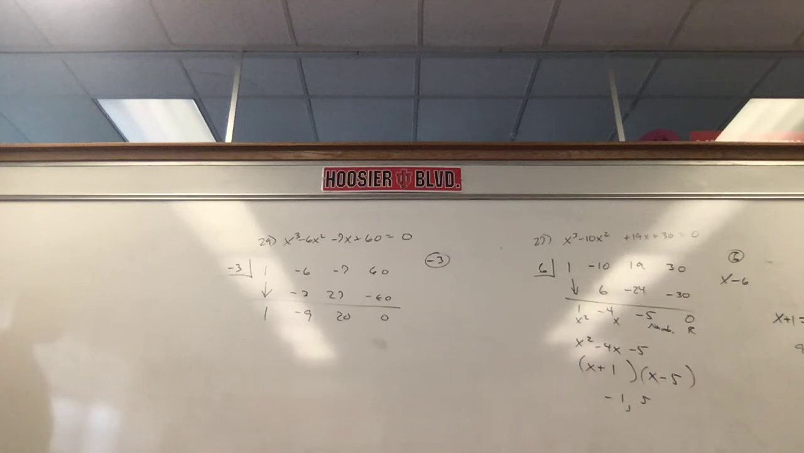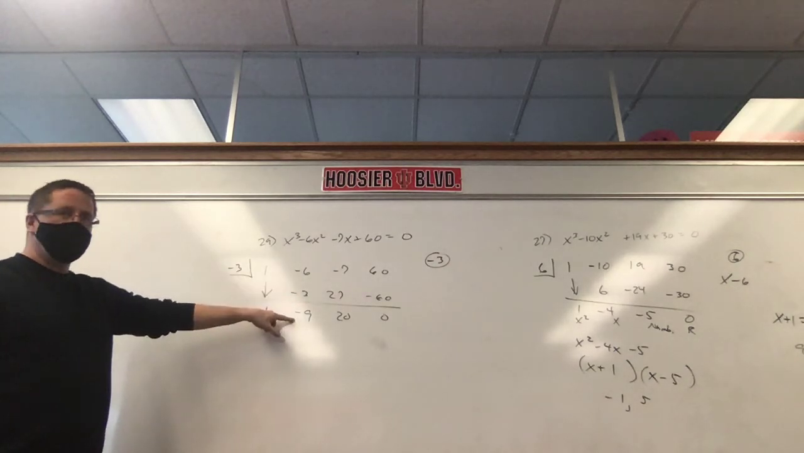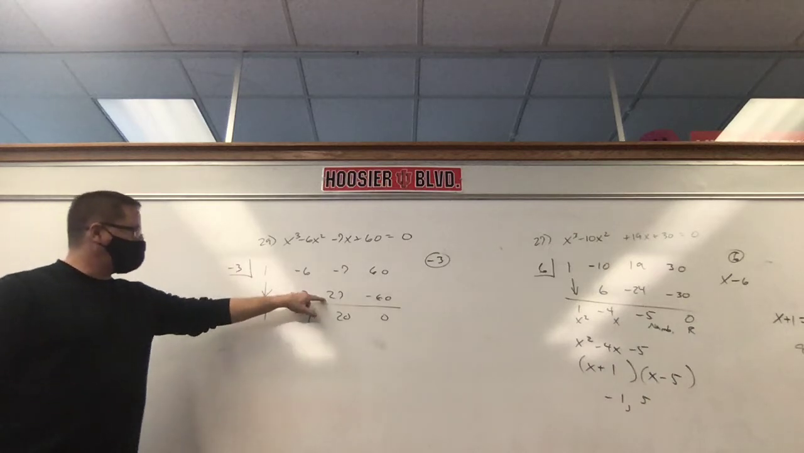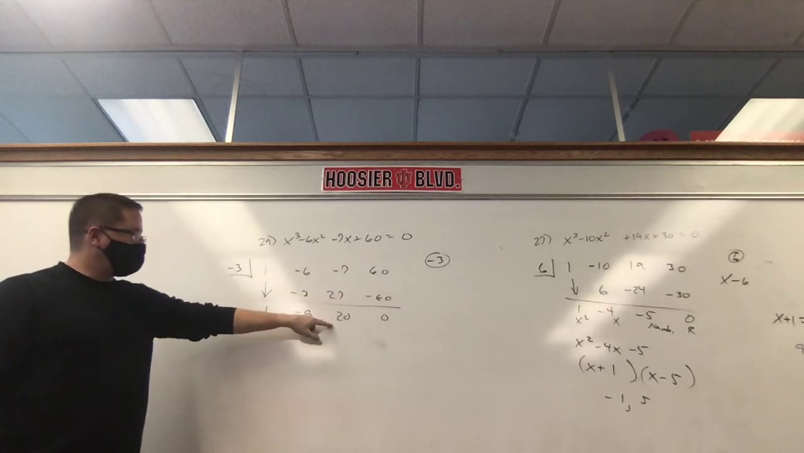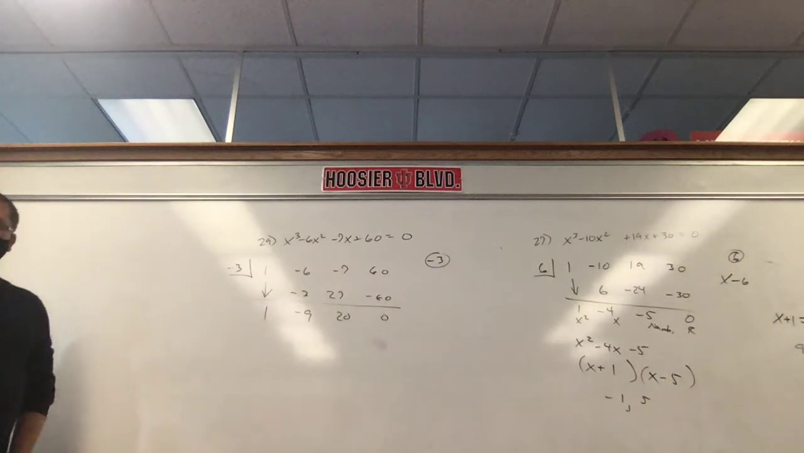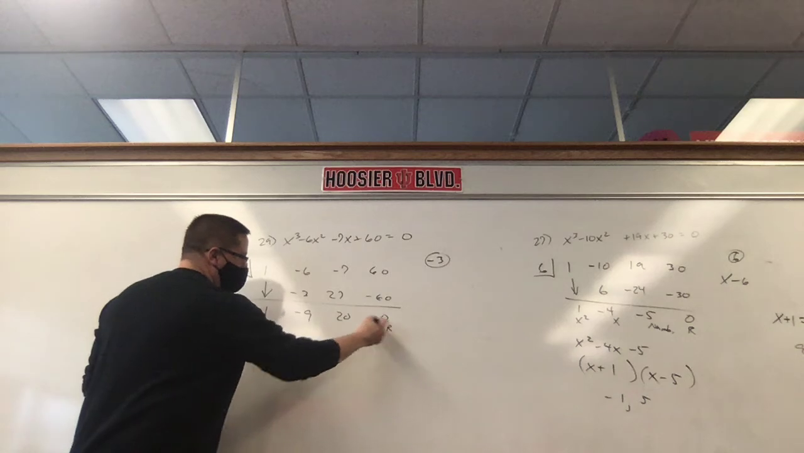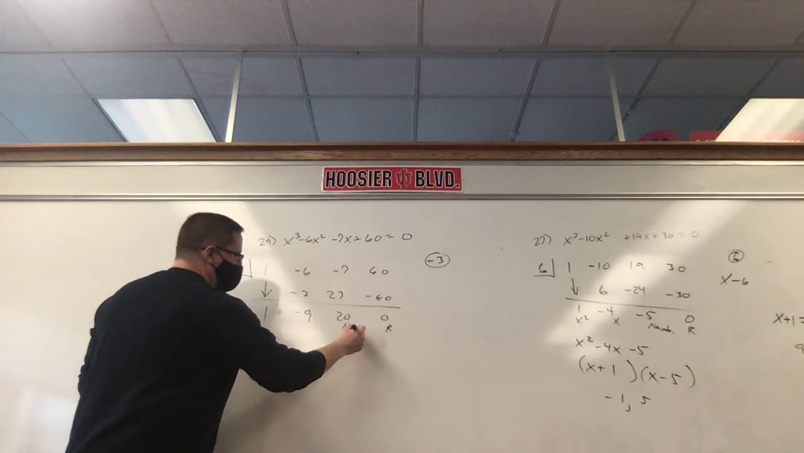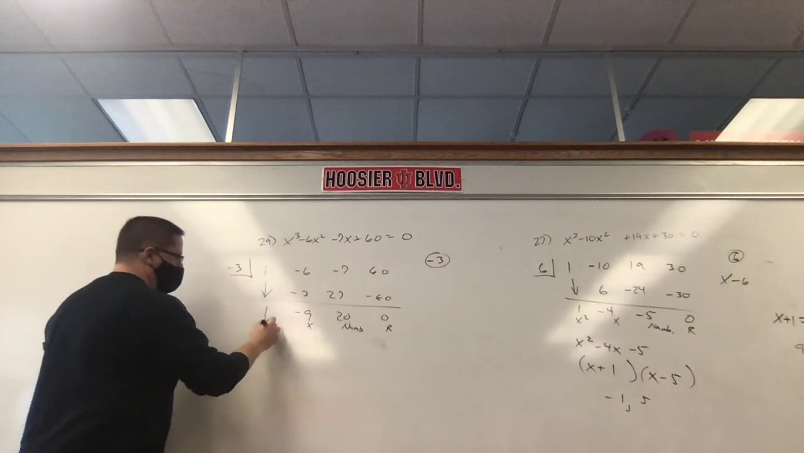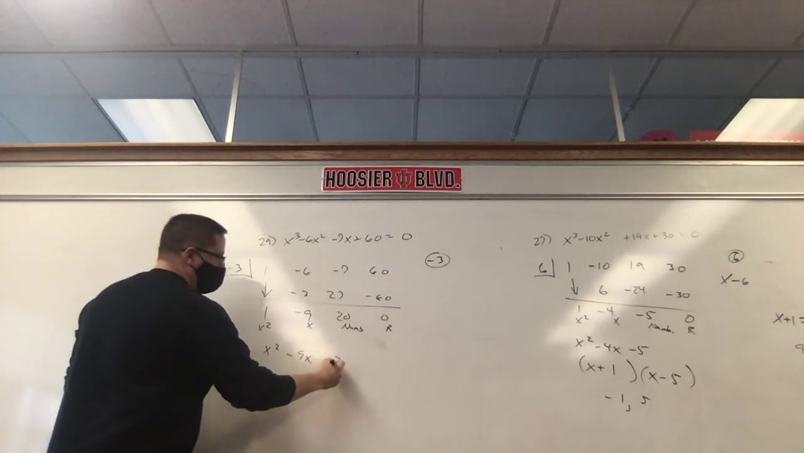Any question on synthetic? We drop the 1. 1 times -3 is -3. Add -6 and -3, get -9. -9 times -3 is 27. Add -7, you're at 20. 20 times -3 is -60. 60, -60 is 0. Okay? So what is 1, -9, 20, 0? That's our remainder. That's our number. That's our x. That's our x squared. So we have x squared minus 9x plus 20.